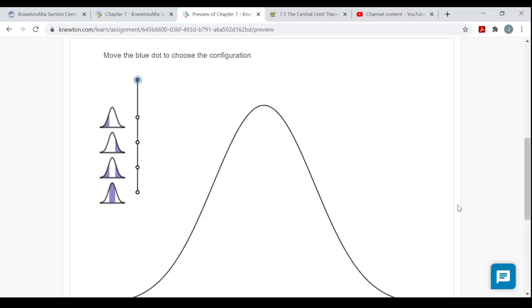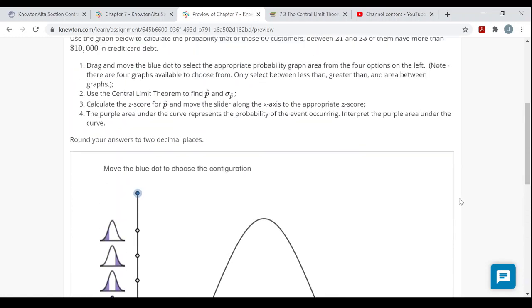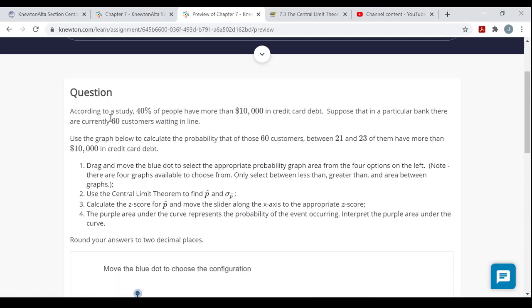So let me do this one, because you have to move some stuff around here. So here, according to a study, 40% of people have more than $10,000 in credit card debt. So this 40% is like the P, the population proportion. What proportion of people have more than $10,000 in credit card debt? Here, having more than $10,000 in credit card debt is a success. So P is 0.4.